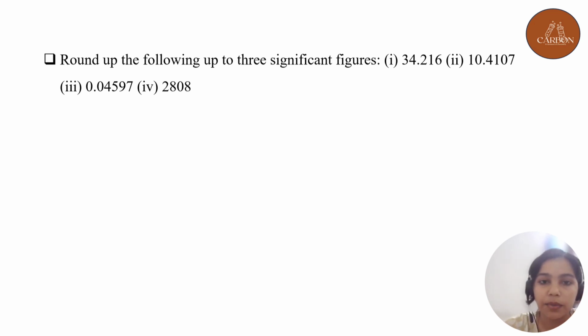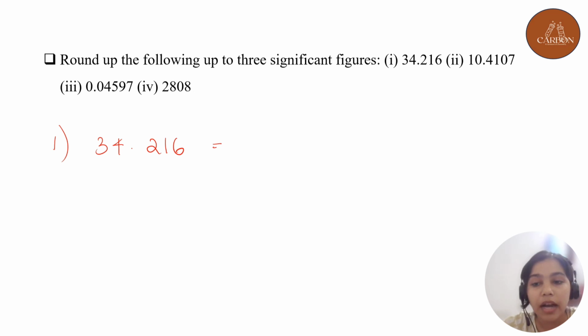Let's move to a textbook exercise. We need to round the following numbers up to 3 significant figures. The first one is 34.216. How can we round this to 3 significant figures? We need to round it.